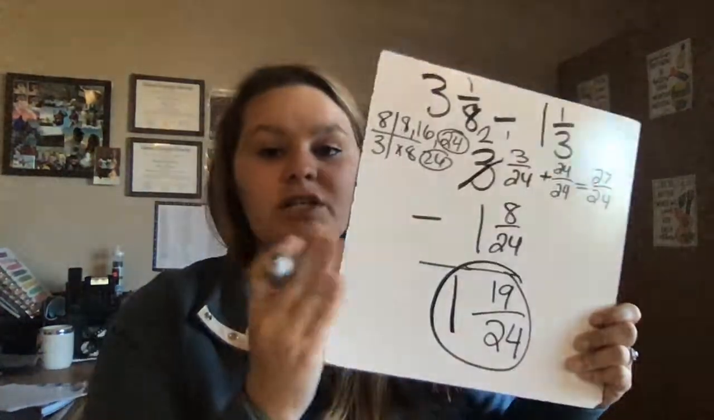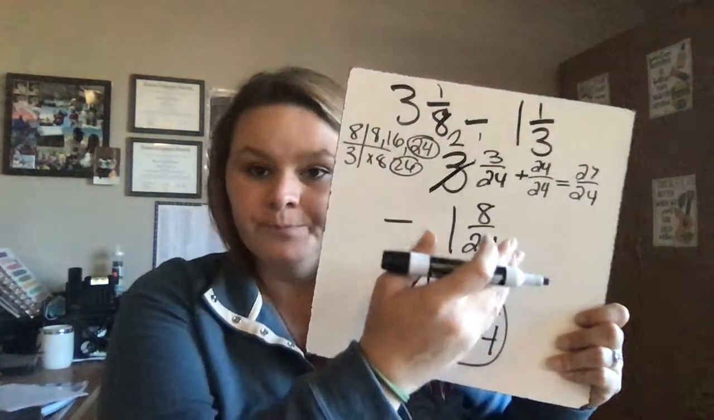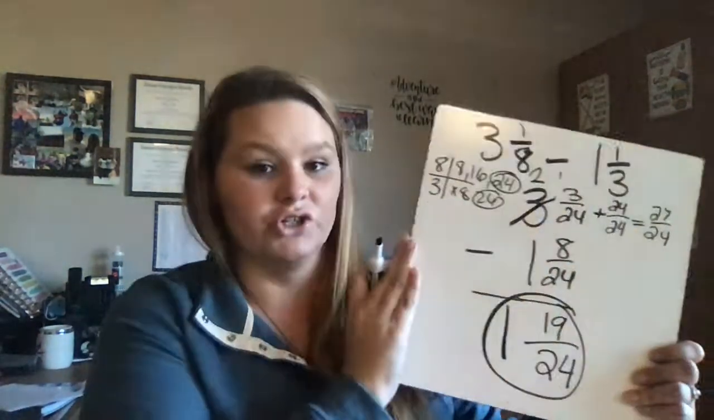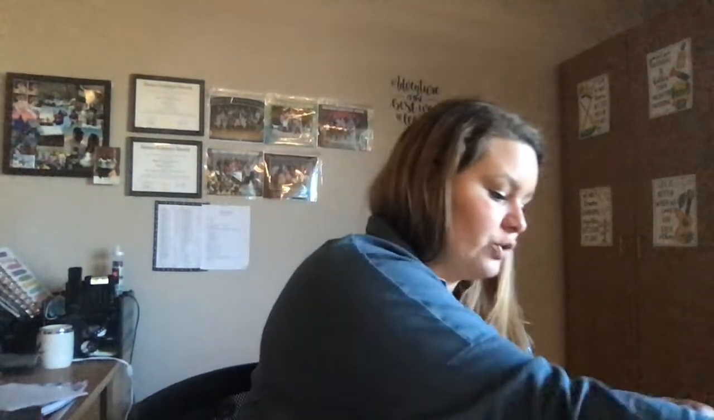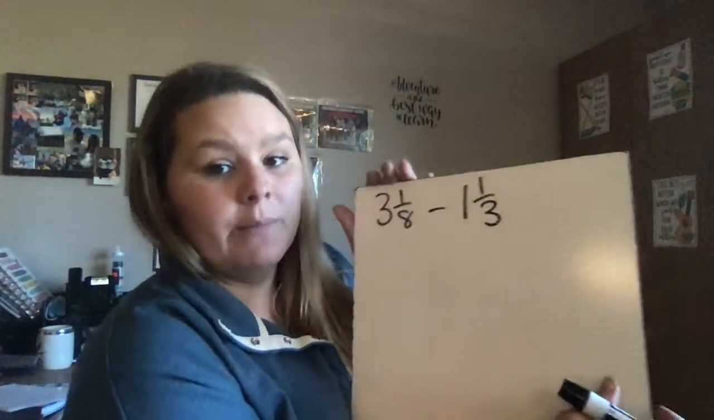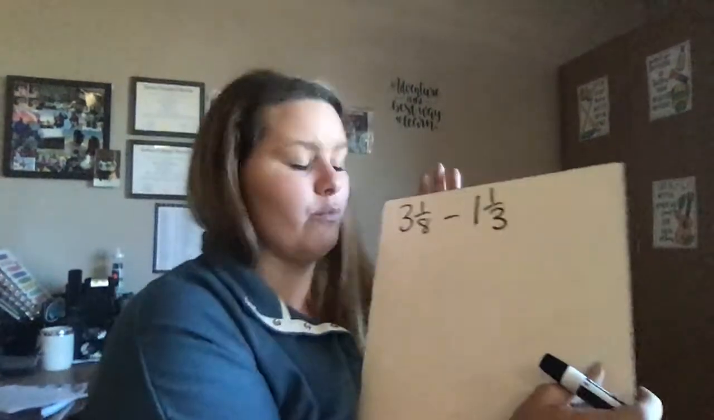Using this strategy, you regroup after you change your denominators. So that's the first strategy. I'm going to show you a second strategy where you change the mixed numbers into improper fractions, then do the work, and then simplify. I'm actually just going to do the exact same problem. So we're going to do 3 1/8 minus 1 1/3. Here are my mixed numbers. Now I'm going to change these to improper fractions.